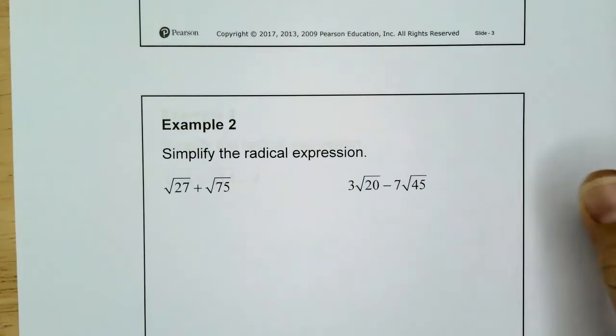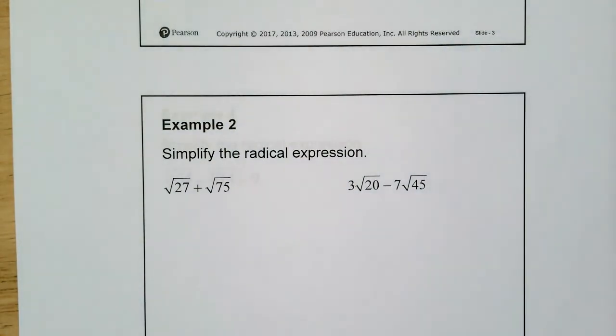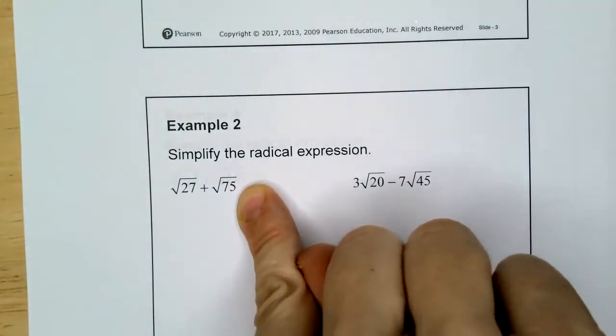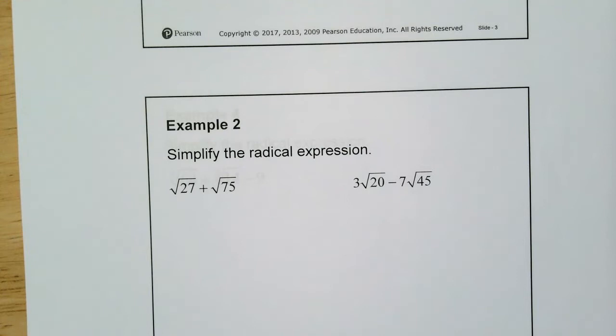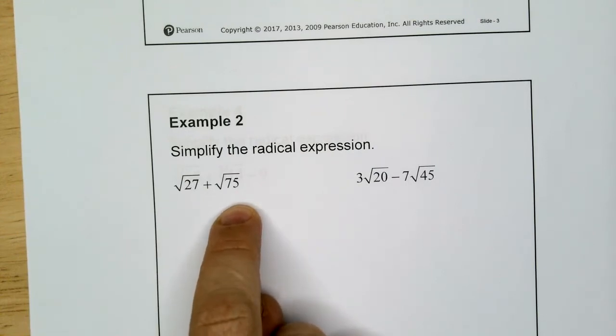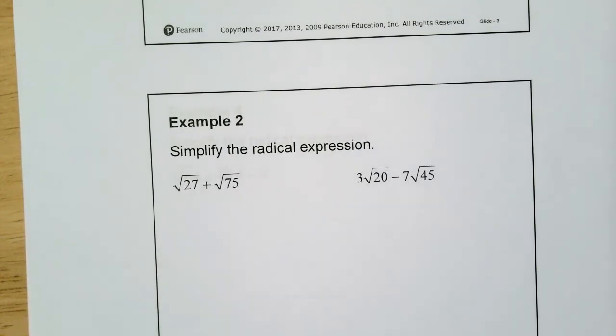What about down here? The square root of 27 plus the square root of 75. Those are not the same. They have the same index, but that is not the same radicand, right? However, we can simplify it. We can simplify the square root of 27 and we can simplify the square root of 75. And then we might be able to combine them after we simplify them, okay?